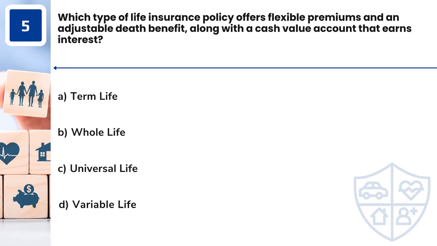Question 5. Which type of life insurance policy offers flexible premiums and an adjustable death benefit, along with a cash value account that earns interest? A. Term life. B. Whole life. C. Universal life. D. Variable life.